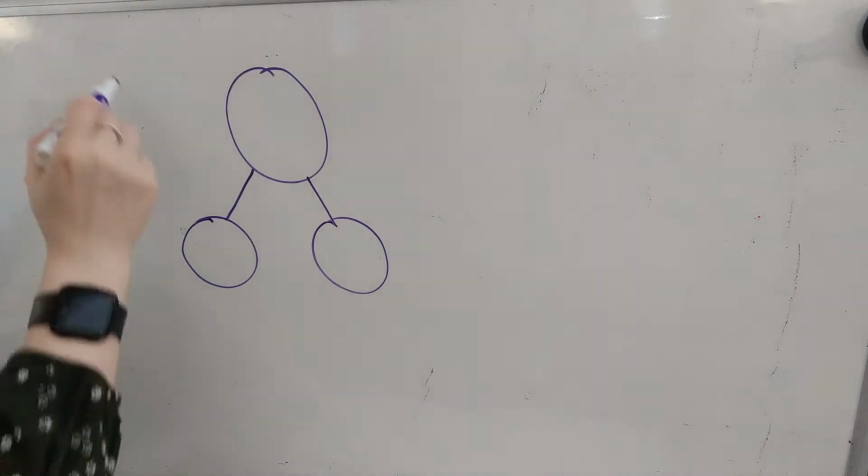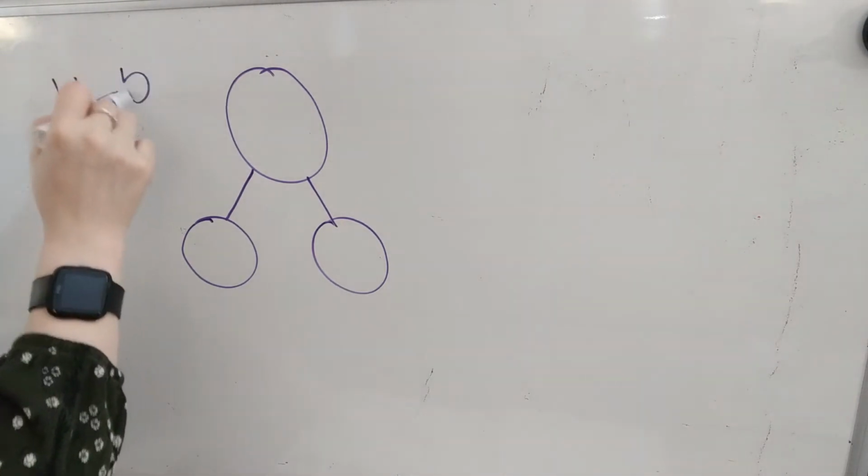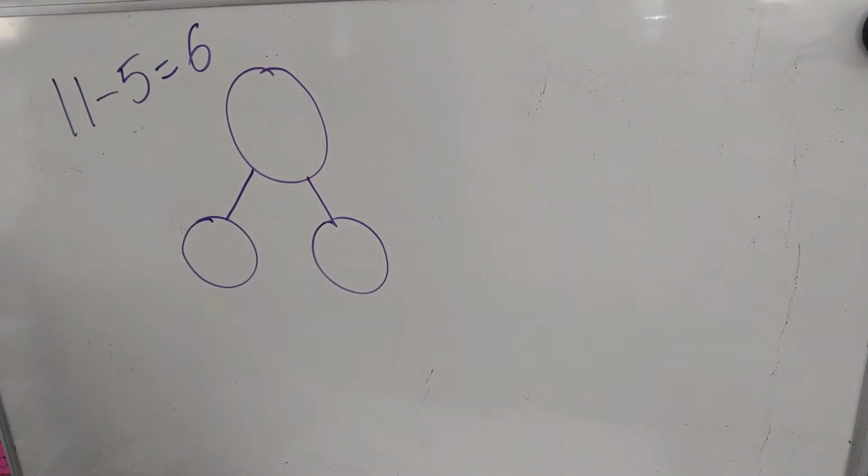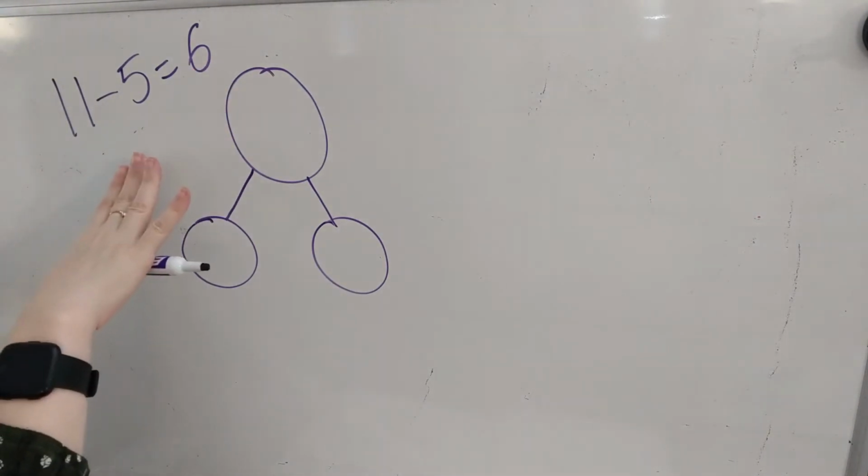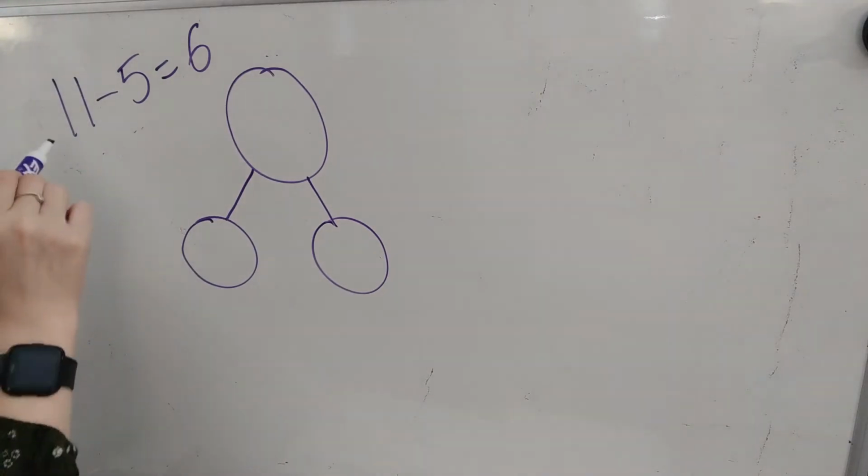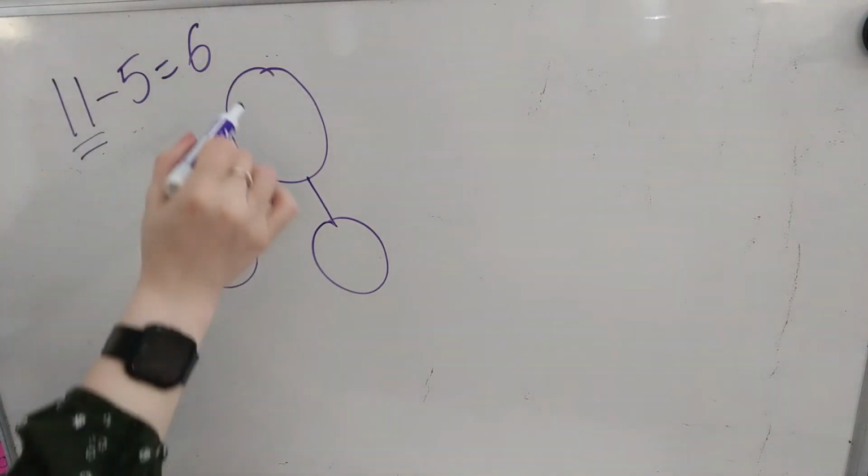So if we had the problem, 11 minus 5 equals 6. This is the one we just finished doing with the avocados. Which number here is the whole? The biggest number is always the whole. So the whole is 11.